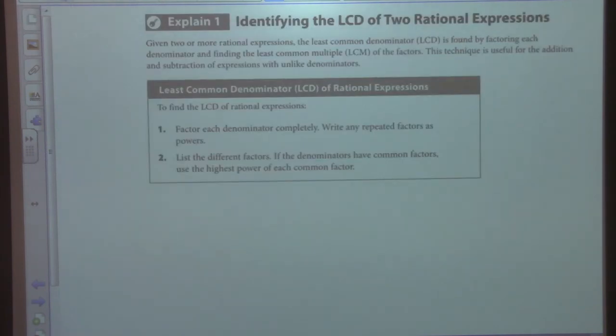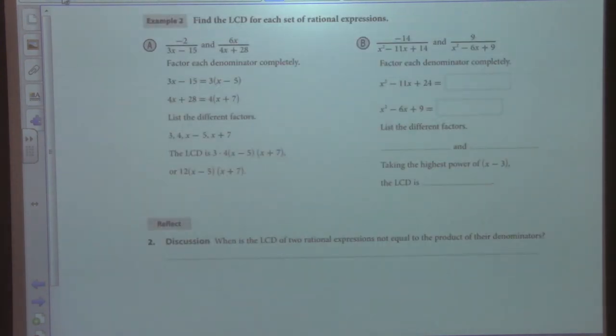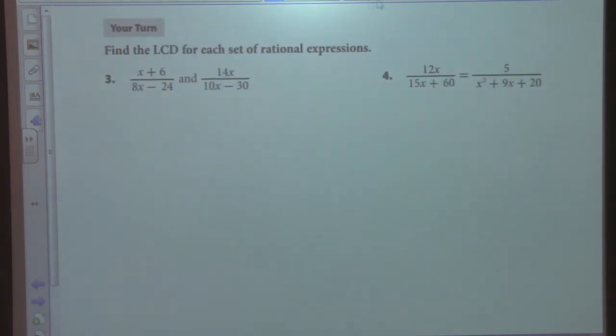Now, the next thing we're going to do is talk about identifying the LCD. It says LCD of 2 rational expressions. And what does LCD mean? Well, it means least common denominator. So let's quickly find some LCDs, and we'll solve an equation too. You take your 2 denominators and factor them. So how do you have 8x minus 24 factored? X minus 3. And for this other one, what is that going to be?